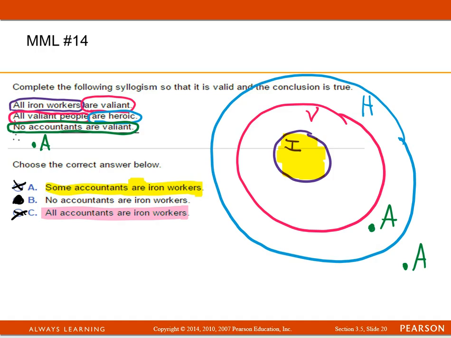It can't be some or all. They're neither one. This would be an all and a some. It's just neither. So no accountants are iron workers. That's the only one that even makes sense from that picture. And that's section 3.5. This is probably the fastest section of the 5 in chapter 3.